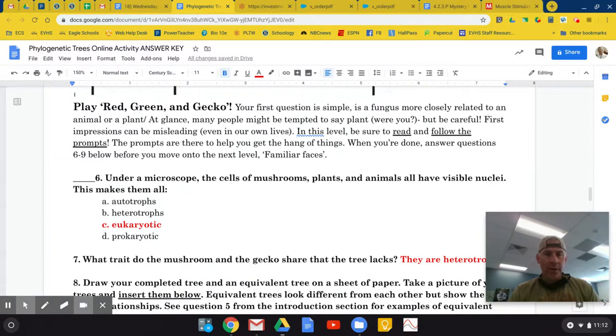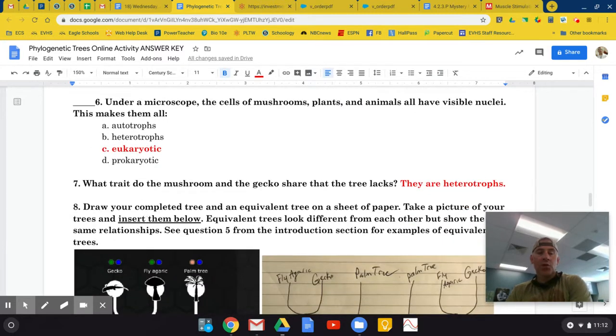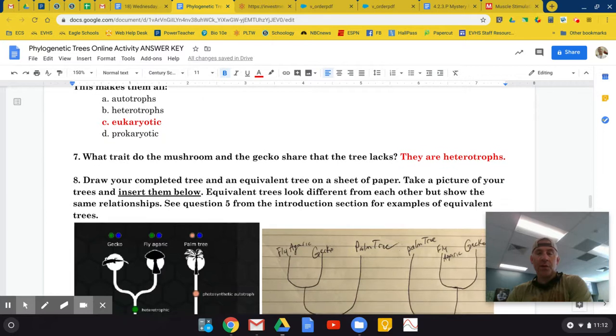Okay, red-green gecko. Under a microscope, the cells of mushrooms, plants, and animals all have visible nuclei. This makes them all eukaryotes. You guys nailed that. What trait do the mushroom and the gecko share that the tree lacks? The tree is a photosynthetic autotroph, whereas the mushroom and the gecko are both heterotrophic organisms.